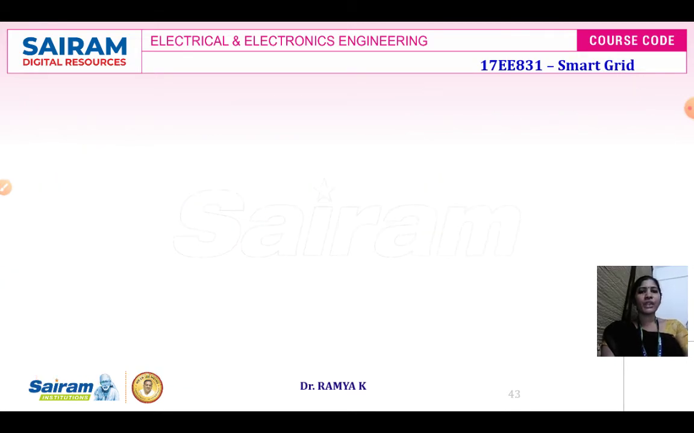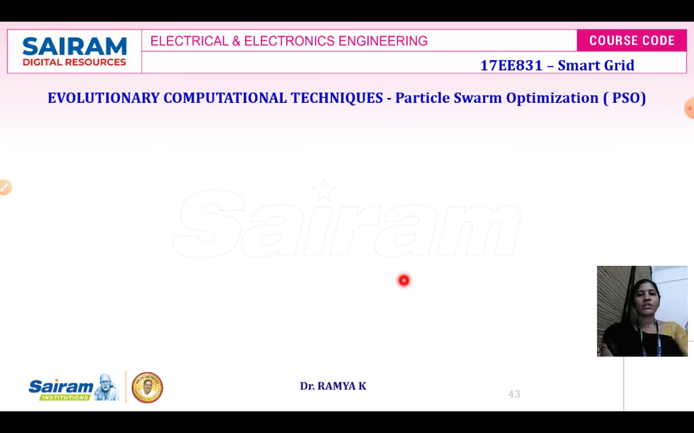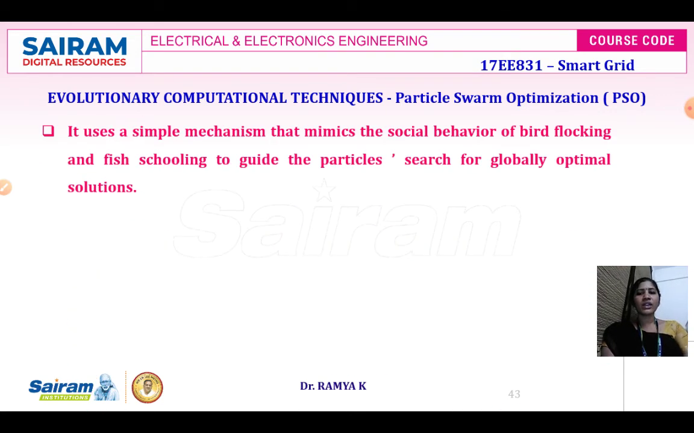Next is going to be your particle swarm optimization. This is also one of your evolutionary computational techniques. This particle swarm optimization is based on a stochastic optimization technique, and it was developed by Eberhart and Kennedy. So it uses a simple mechanism where the social behavior of bird flocking and fish schooling guides the particles to search for the globally optimal solution.